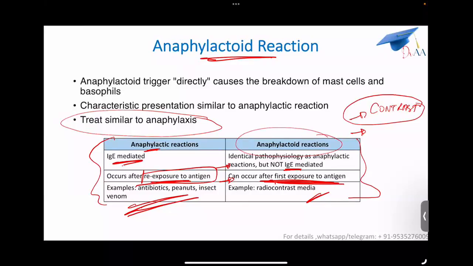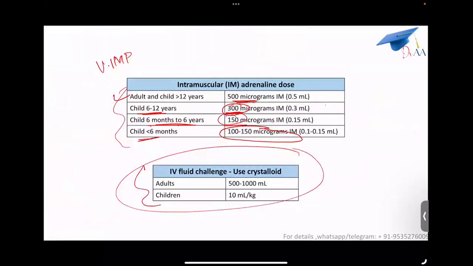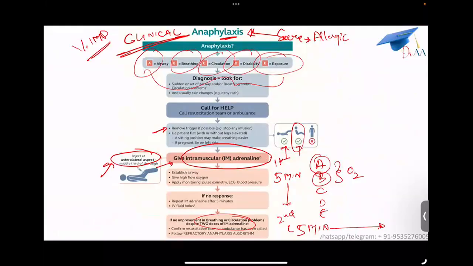Sir, why is intramuscular chosen? If the patient is admitted in the hospital, will intramuscular still be the first route of administration instead of intravenous, or can intravenous be the first route, sir?